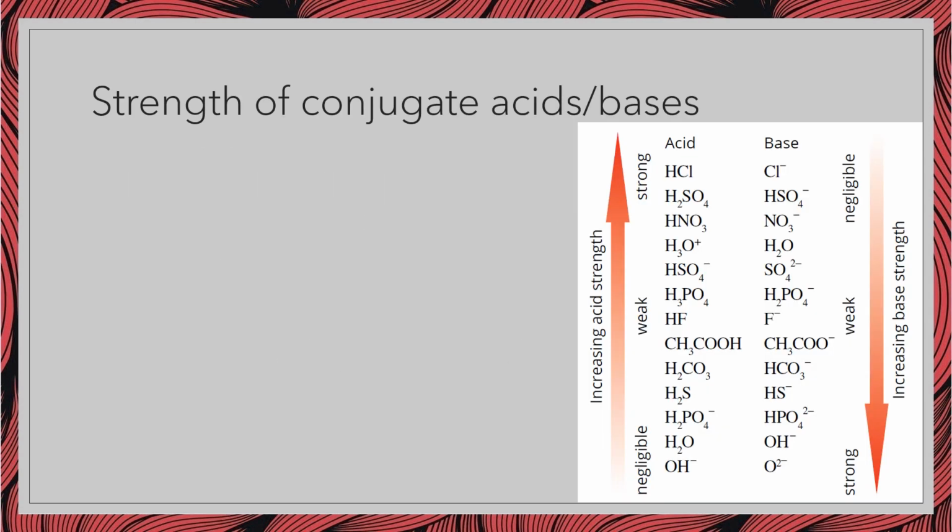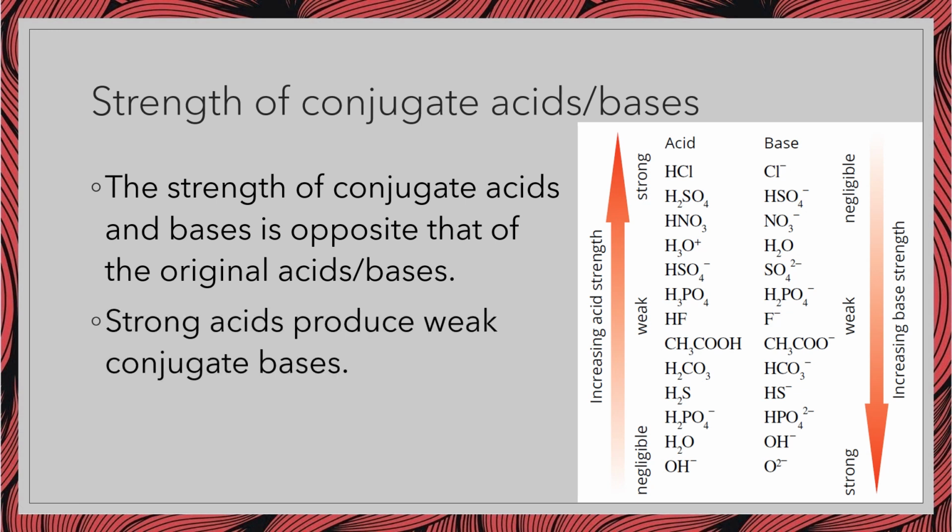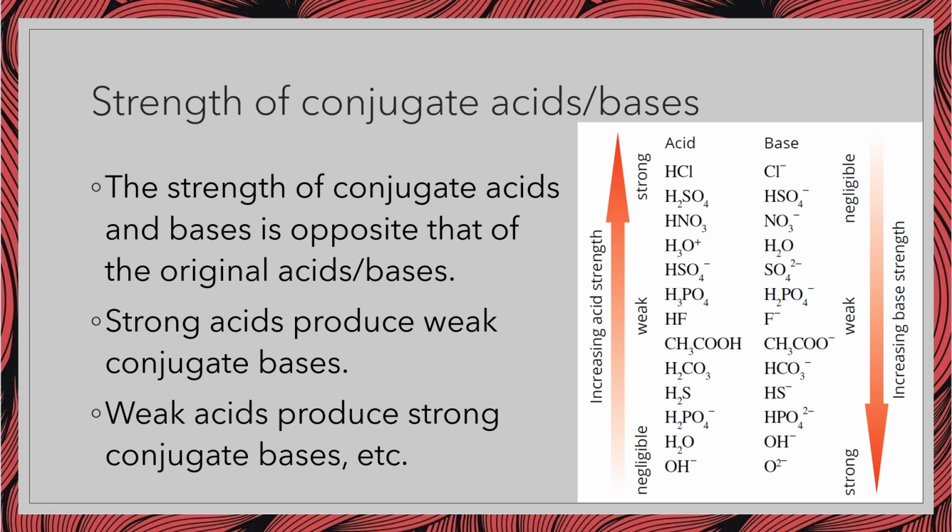Now, we just have to do a little bit on strengths of conjugate acids and bases. The stronger the acid, the weaker the conjugate base. Basically, the strength of our conjugate acids and bases is opposite that of the original acids and bases. So strong acids produce weak conjugate bases. Weak acids produce strong conjugate bases. Let's have a look at this diagram on the right here.